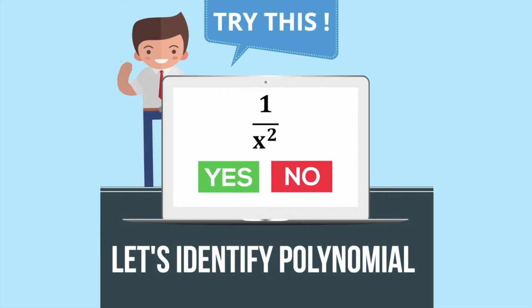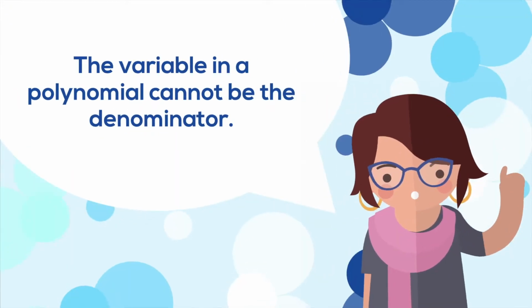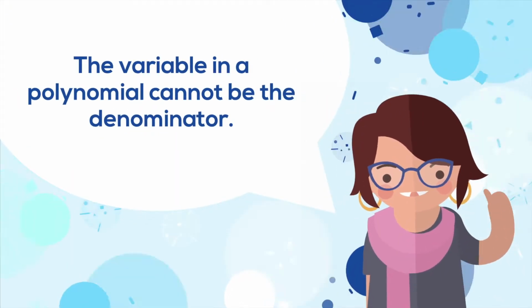So let's try this example. 1 over x squared. It is not a polynomial because the variable cannot be a denominator.